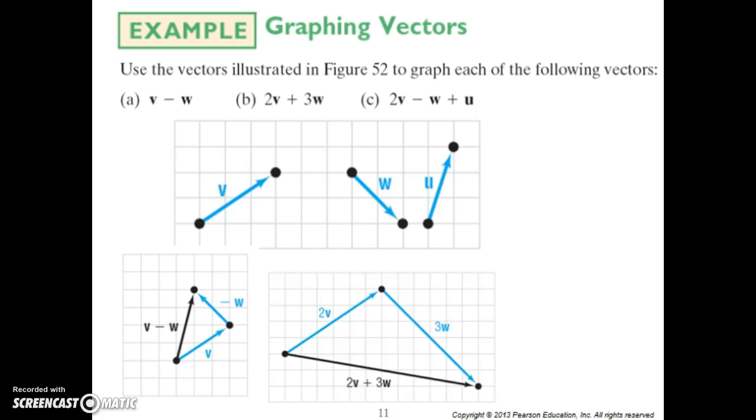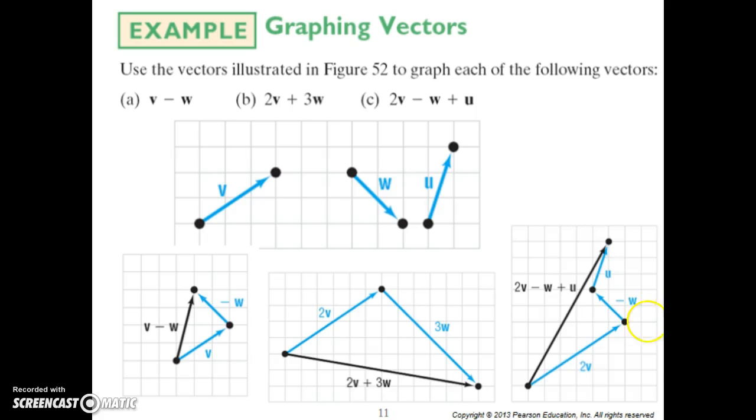For 2v plus 3w, what we have to do is take v and multiply it by 2, so that's why this is longer. Then we have to take w and multiply that by 3, that's why this is longer, and add them together. You get 2v plus 3w. Then lastly, 2v minus w plus u is the same kind of thing, just a little bit more complicated, but you'll see, just looking at this, that they just line the points up. It's pretty straightforward, and it really helps to have grid paper, so make sure you print off some grid paper if you don't already have any, because it makes it a whole lot easier to work these problems out.